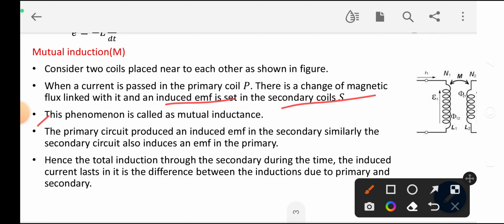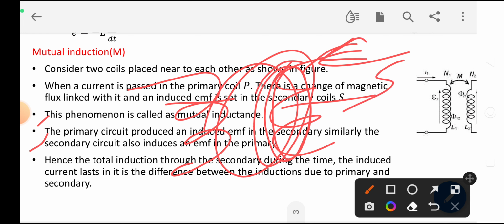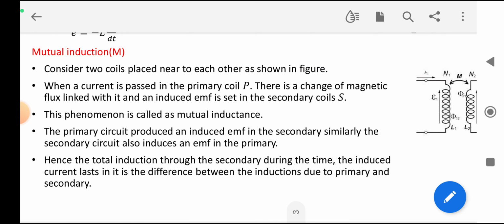One more thing: suppose current is flowing in the secondary coil, then the flux produced in the secondary coil is linked with the primary coil. Then in the primary coil, induced EMF will form. That is why it is called mutual inductance. Mutual means that if you allow current in one coil, EMF forms in the second coil, and if you allow current in the second coil, EMF forms in the first coil.